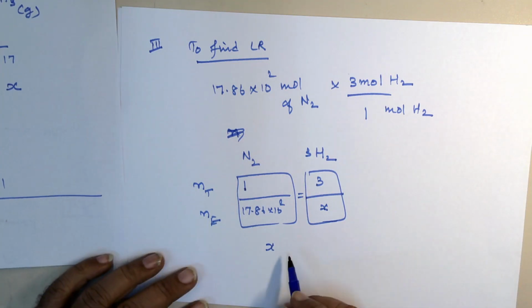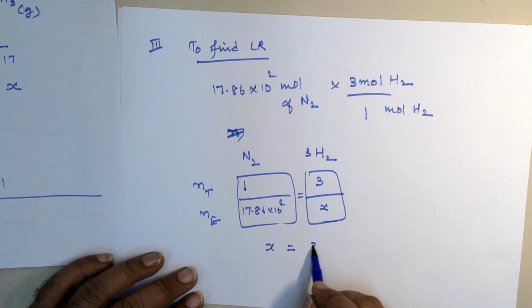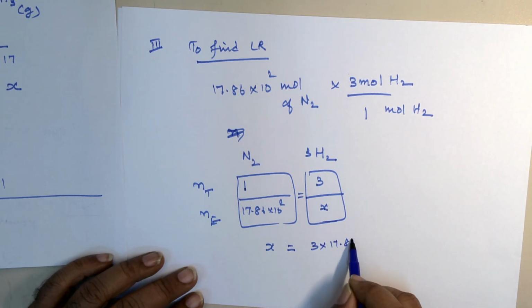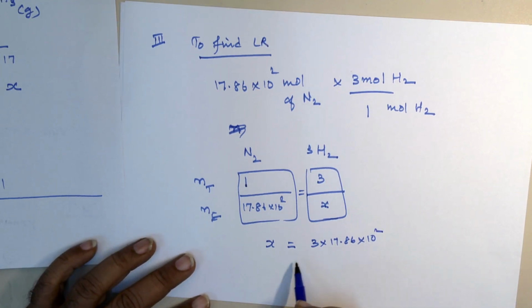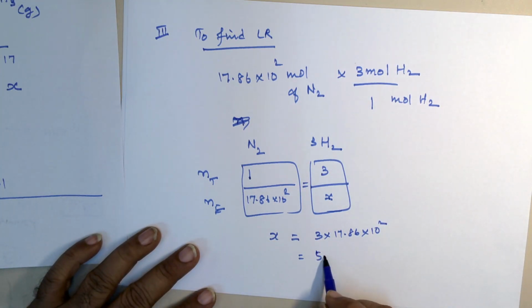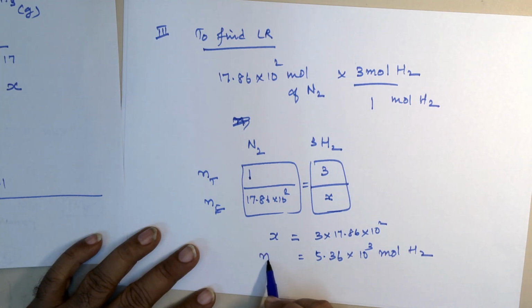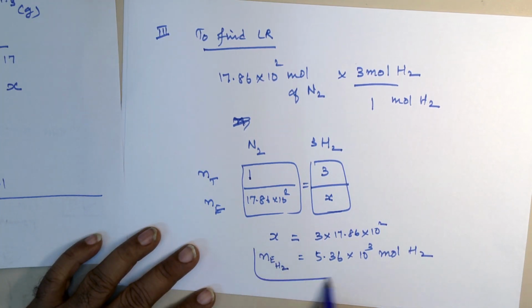Do you understand this point? So x is equal to, bring this x here. So it goes up. So 3 into how much? 17.86 into 10 squared. Now find out. So that means 5.36, is it not, into 10 cube mole of hydrogen. Do you understand this? This is the experimental number of moles of hydrogen required. Do you understand this?